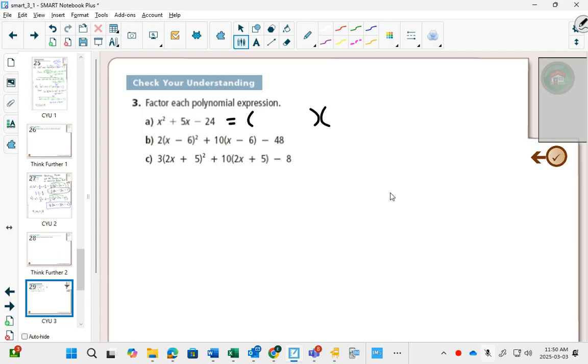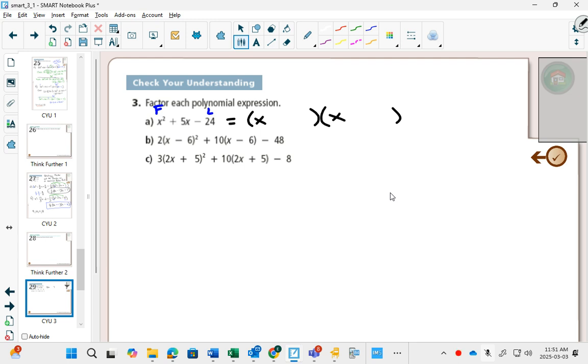A is just like grade 10. So look, my first one is an x squared, my last one is minus 24. The only way to get an x squared is x and x. 24 has some options: 1 and 24, 4 and 6, 8 and 3, 12 and 2. We need the outside and the inside to give us 5.